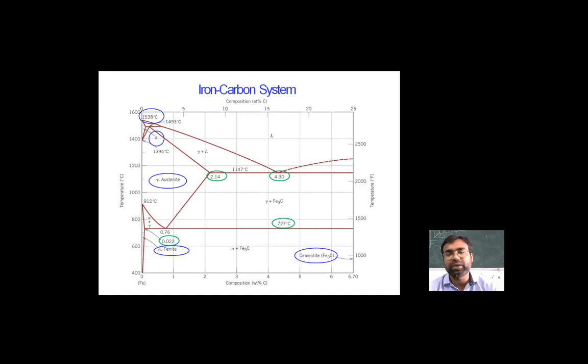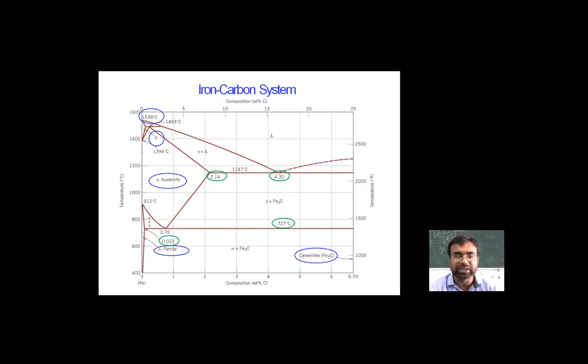And in this particular diagram that we discussed earlier, we saw that with respect to the temperature and the composition range, the iron carbon system is transforming and providing a kind of solid materials, and those solid materials have different tendencies regarding their composition and their making.